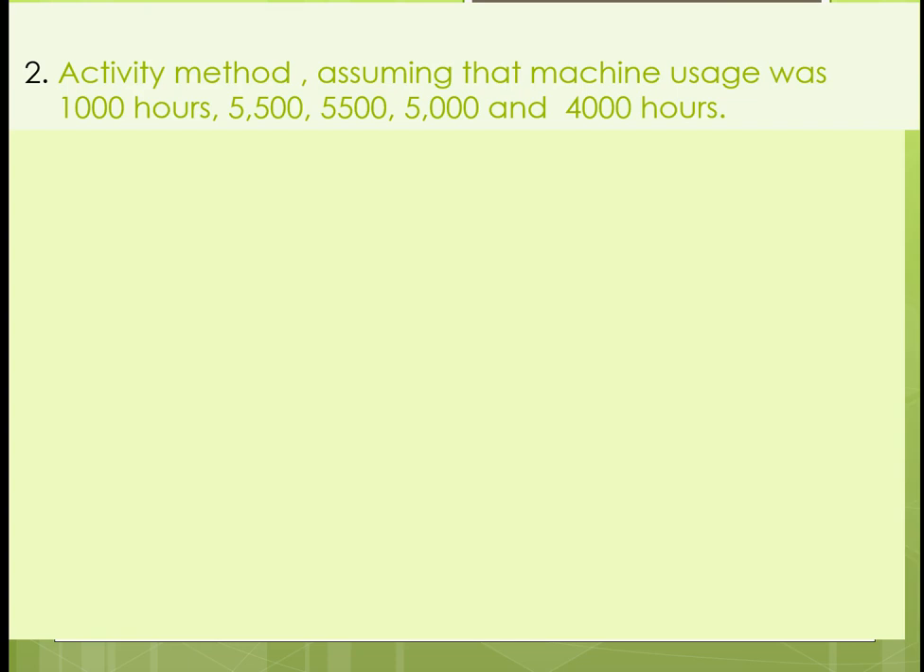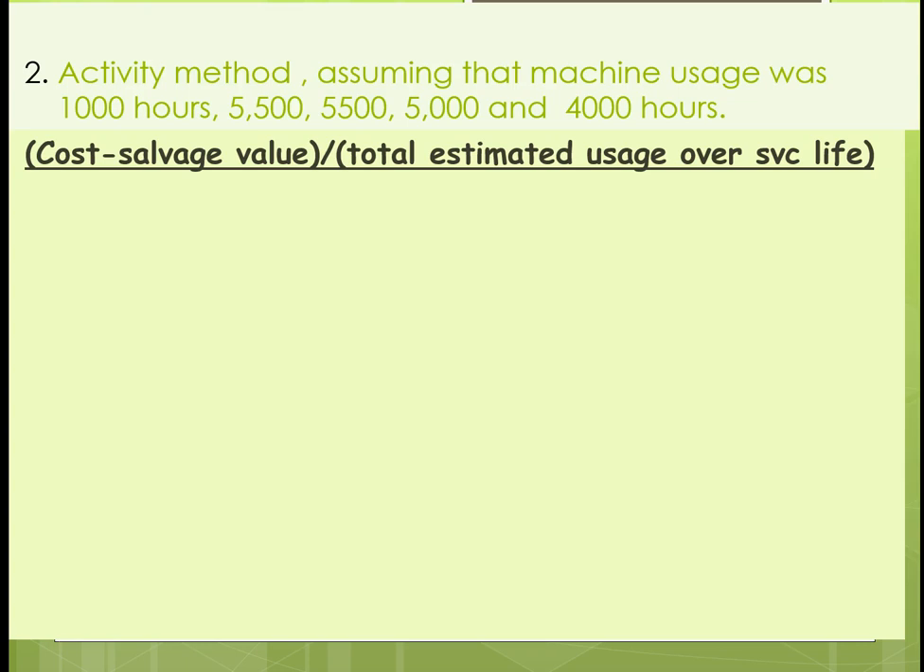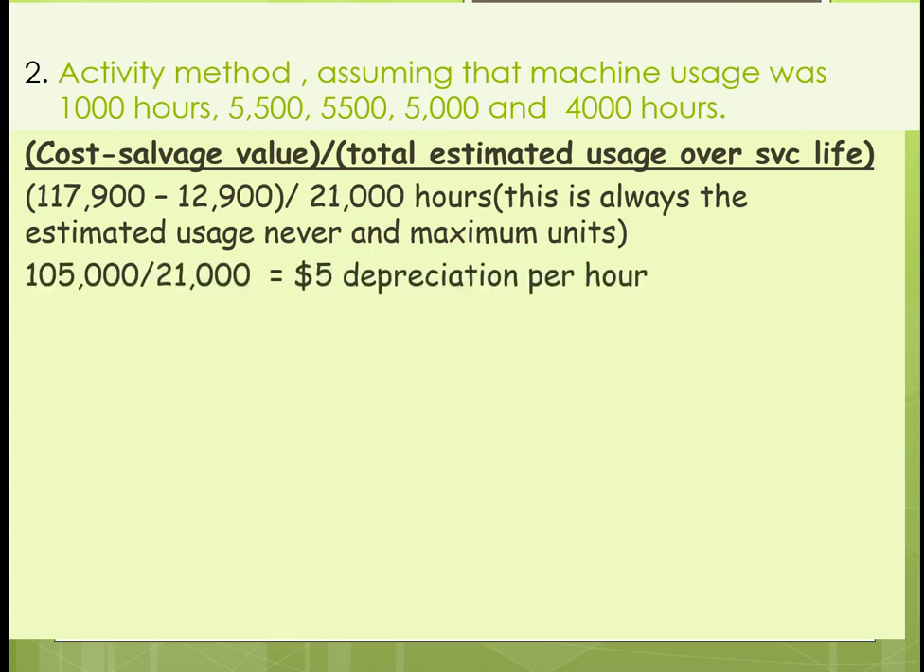Now let's take a look at activity based. First you're going to come up with a rate, which is going to be cost minus salvage value divided by total estimated usage over the life. That's the number that you estimated. So in our case, what we're going to get is $5 an hour. Now we're going to take that $5 times the actual usage each year.